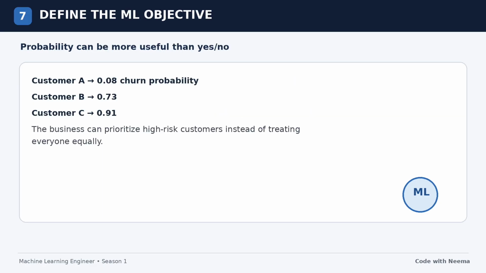We can make the objective even more useful. Instead of simply predicting yes or no, our model can output a probability. Customer A might have an 8% probability of churning. Customer B might have 73%. Customer C might have 91%. Now the business can prioritize customers who are at high risk.